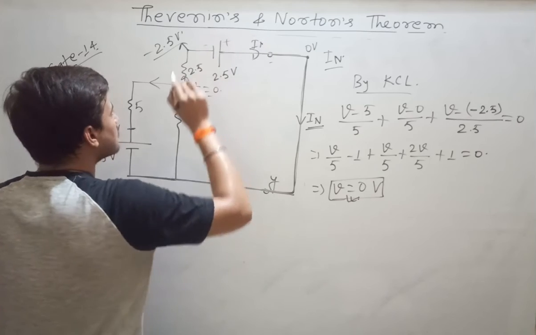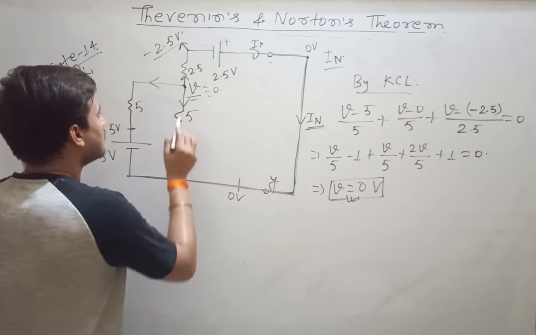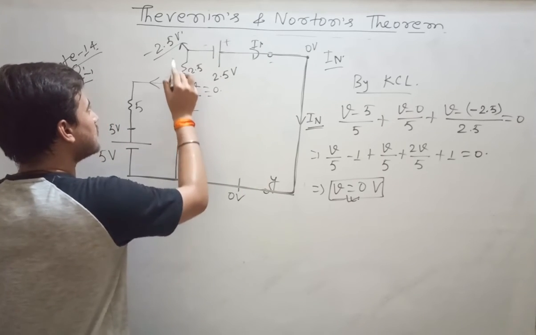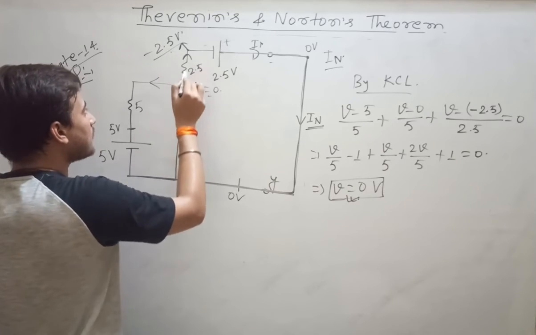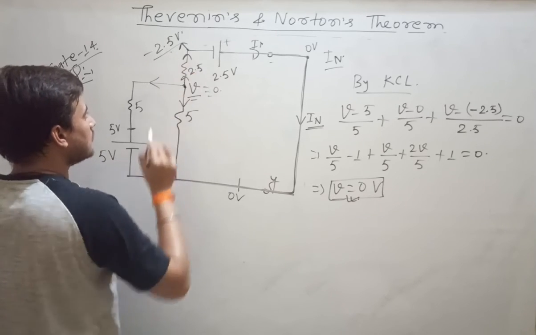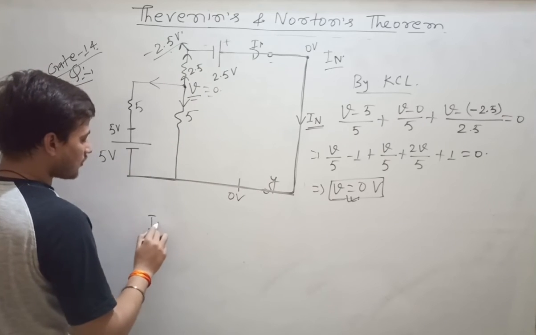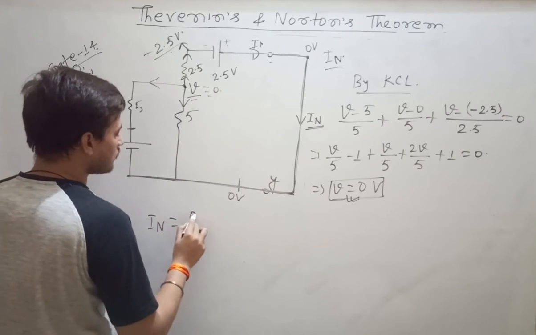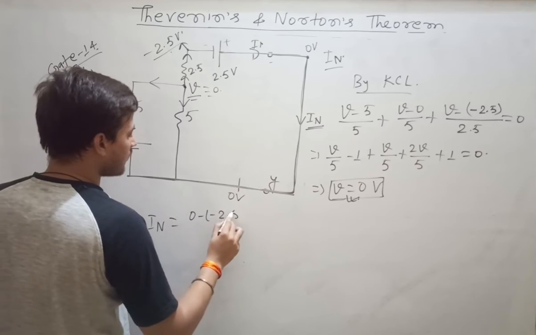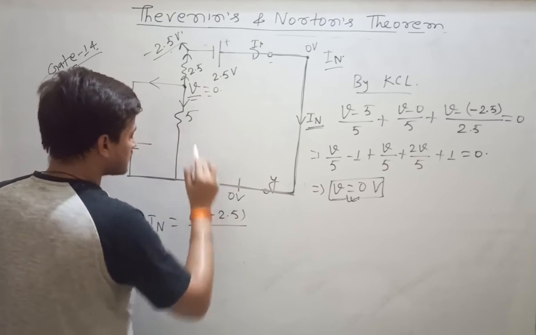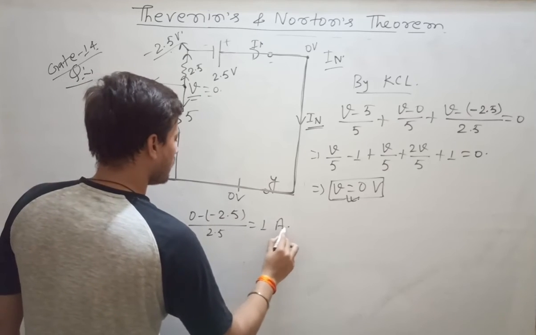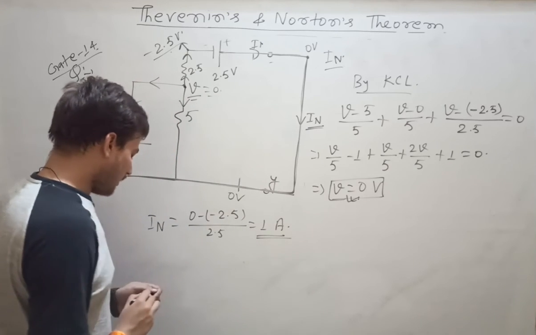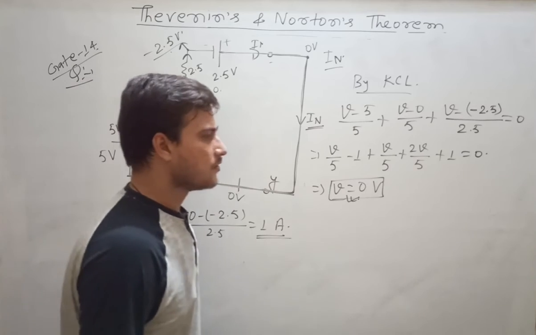So Norton's current, how will you find it? This point potential is 0 volt, this point potential is minus 2.5 volt. So there will be a current flowing from this point to this point. This will be nothing but Norton's current, and it will be equal to (0 minus (minus 2.5)) divided by total resistance 2.5. It will be equal to 1 ampere. So this is Norton's current.